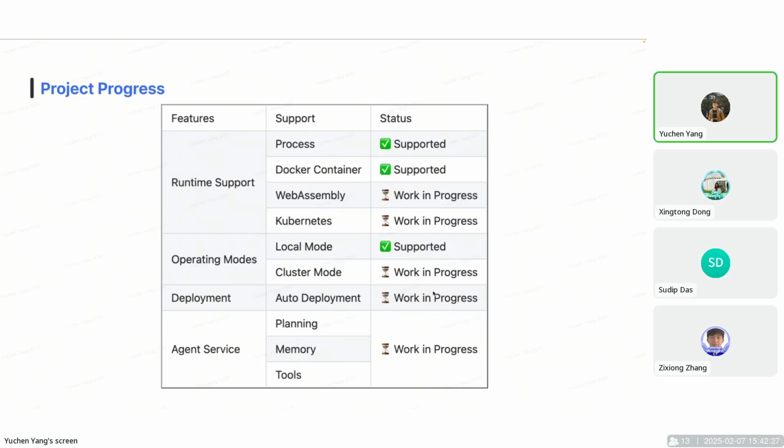And these are the details of our project progress. It's actually a feature categories breakdown. The first feature is runtime support. We are now supporting process and container runtime and working on WebAssembly and Kubernetes integration for a future release. And the second part is operating models. Currently, the local model is fully supported, so Sphere can run entirely on a single machine. In the future, we're going to develop features to support multiple machines and the Cloud Edge integration.